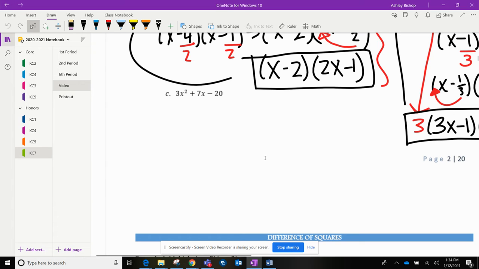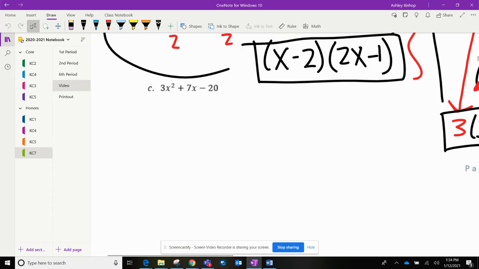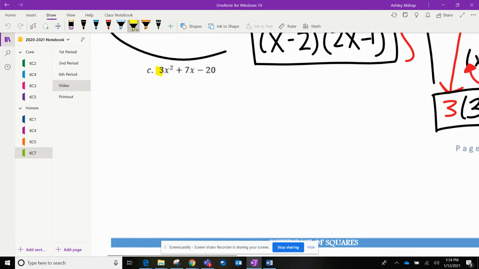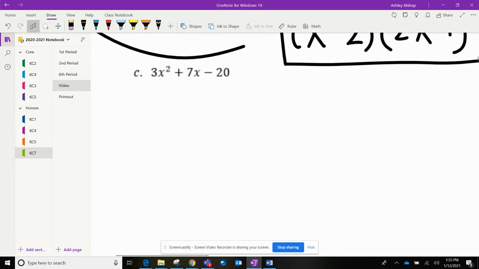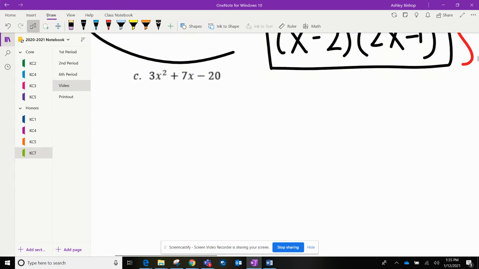Alrighty, and then our last example, part C. You could pause this video and try to do it on your own if you want to test yourself, but we could do one more together. Again, here's an example of when our leading coefficient, the number in the front, the very first term, does not have a 1. Right here, we've got a 3, and I cannot find a greatest common factor. I cannot evenly divide each thing in this equation by the same number. So that's an indicator that I need to do slide and divide.